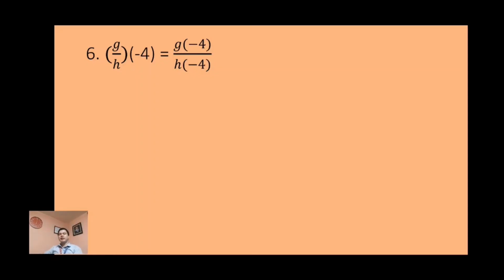For example number 6, we have quantity of g divided by h of negative 4 is equal to g of negative 4 divided by h of negative 4. Again, let's apply these steps in dividing functions evaluation. Step 1, substitute the given value of function to the equation. Quantity of g divided by h of negative 4 is equal to x squared minus 4 divided by x squared minus x minus 6. Step 2, divide or factorization.